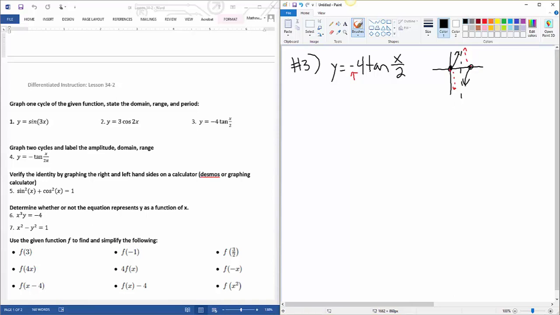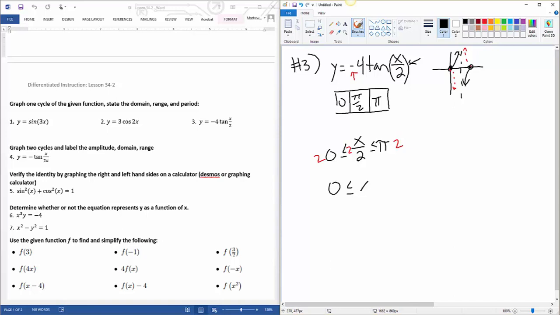Normally, my period is pi, right? And we said normally in that value box, it's going to be 0, pi halves, and pi. But because of this value here modifying x, my period's going to change. So I take this x over 2 and I put that between 0 and the original period for tangent, which is pi. Now solving for x, so I multiply everything by 2. I get 0 is less than or equal to x, which is less than or equal to 2 pi.